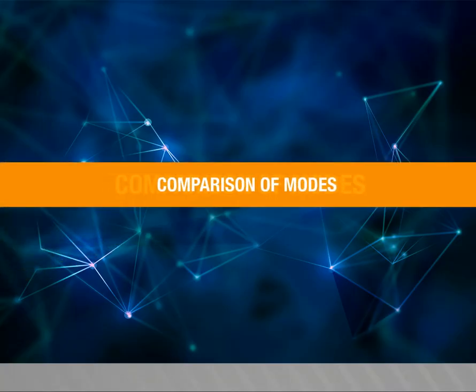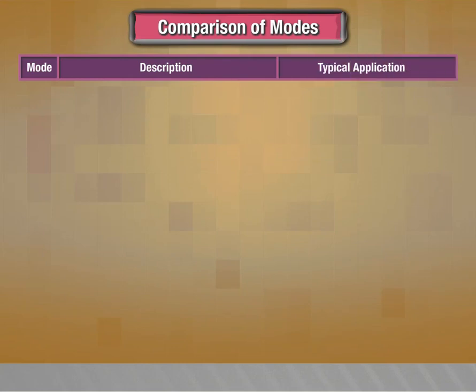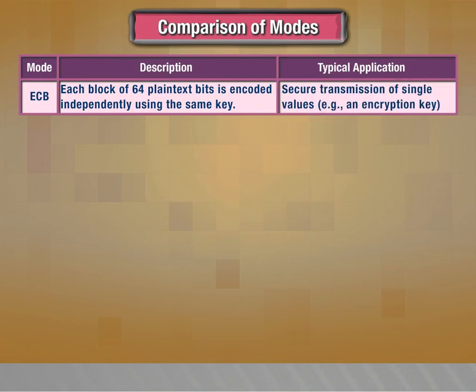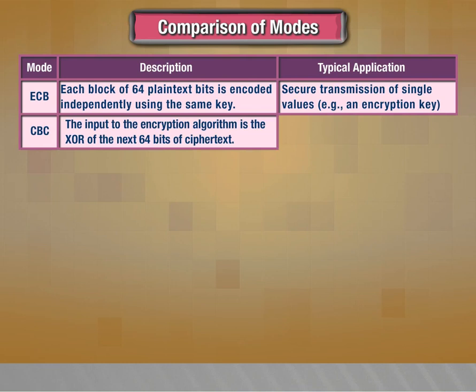Comparison of modes. In this video, we are going to see about comparison of modes. Mode, description, typical application. ECB. Each block of 64 plaintext bits is encoded independently using the same key. Secure transmission of single values, for example, an encryption key. CBC. The input to the encryption algorithm is the XOR of the next 64 bits of plaintext and the preceding 64 bits of ciphertext.